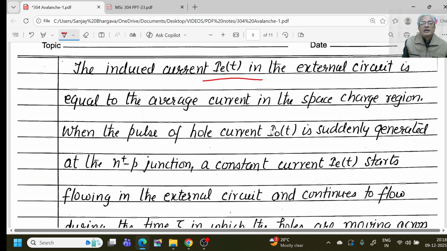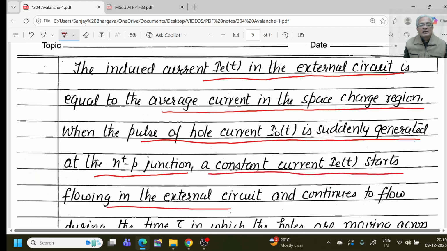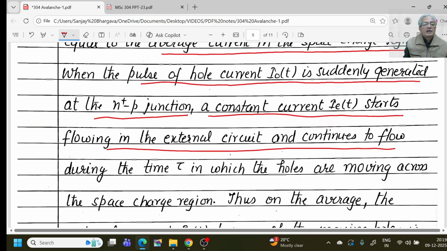The induced IET in the external circuit is equal to the average current in the space charge region. When the pulse of hole current I0t is suddenly generated at the N plus P junction, a constant current IET starts flowing in the external circuit and continues to flow during the time tau in which the holes are moving across the space charge region.